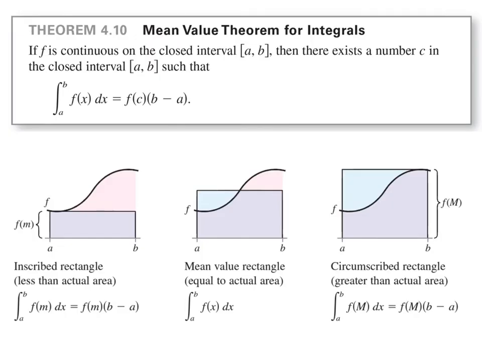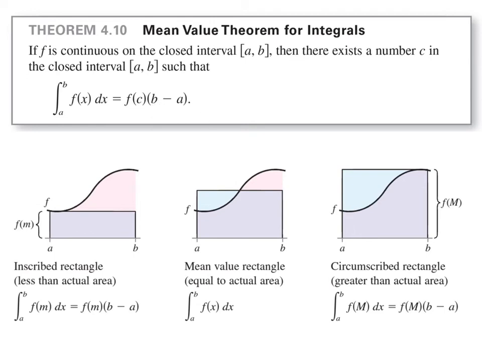So I've got two more theorems for you in this video. We've talked about a mean value theorem for derivatives, and there's one for integrals as well. In theorem speak, that is: f is a continuous function on a closed interval from a to b. Sounds familiar? Then there exists a number c in the closed interval such that the integral of f of x equals the function of some c times b minus a.